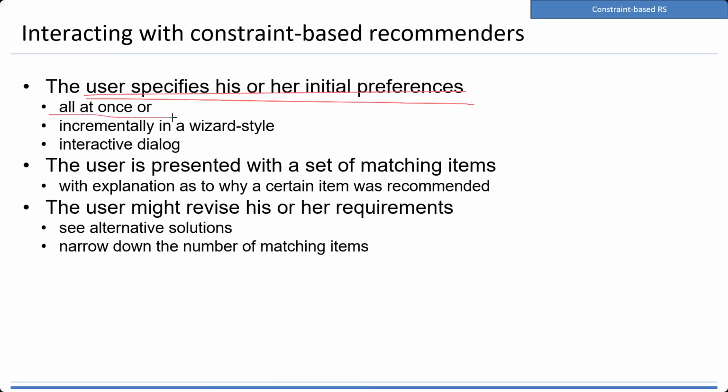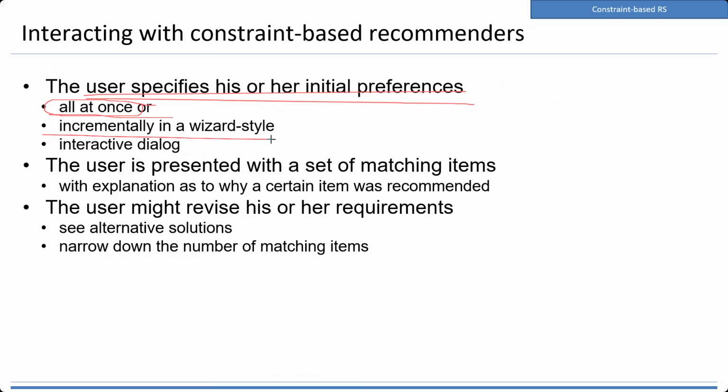Maybe you already have the notes. Okay, I want to have a camera which is lower than a certain price, and I want to have a 25 megapixel, and the storage can be blah blah blah. So all at once. But sometimes we need to have the idea incrementally.